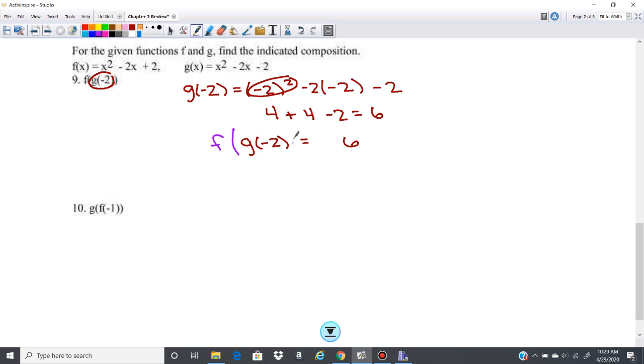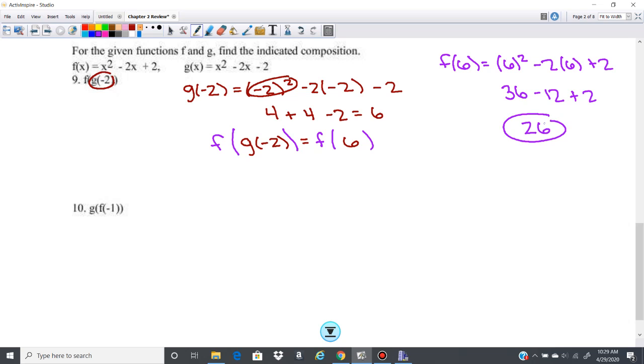So if I do f of g of -2, that is the same thing as saying f of 6, because g of -2 is 6. So I'm going to go to my f of x function, and I'm going to plug a 6 in for those x's. So I have 6 squared minus 2 times 6, and then plus 2, because we're plugging it into this function here. So 6 squared is 36, -2 times 6 is -12, plus 2. 36 minus 12 is 24, plus 2 is 26. So f of g of -2 is going to be positive 26.